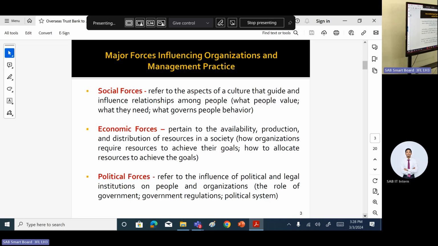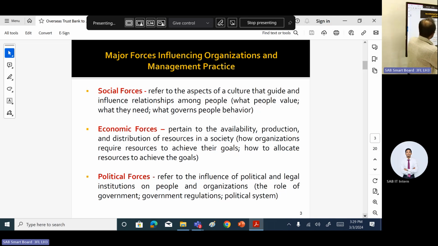Right. Then, as mentioned here, social forces, economic forces, political forces can influence the evolution of historical management principles. Social forces involve the different aspects of cultures and relationships of people based on different nations, countries or regions in the world. Based on that, to match with these, management theories and concepts should evolve. Then, as economic forces, the distribution of resources in societies should be much considered by organizations to utilize resources in their ways and to achieve their goals.